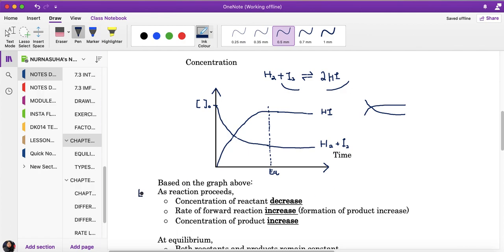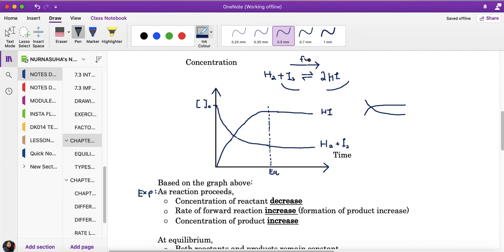So as reaction proceeds, concentration of reactant awak tengok decrease, while concentration of product increase. Manakala rate of forward reaction bertambah. Kenapa bertambah? Sebab produk makin lama makin bertambah. Rate of forward adalah kadar di mana reaktan bertindak balas untuk menghasilkan produk. So rate tu akan bertambah lah. Okay. So rate of forward akan bertambah.